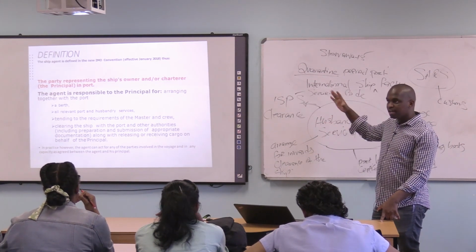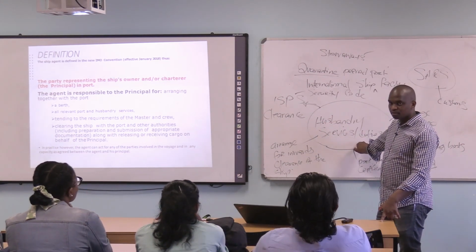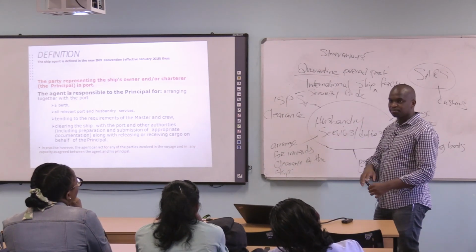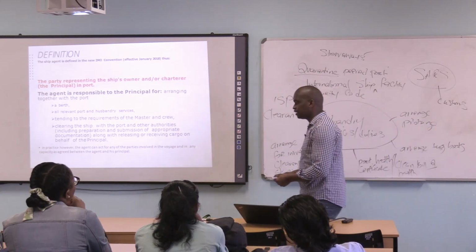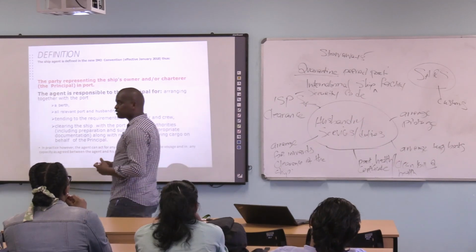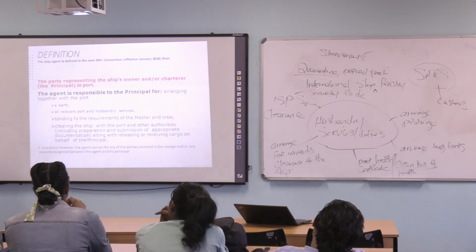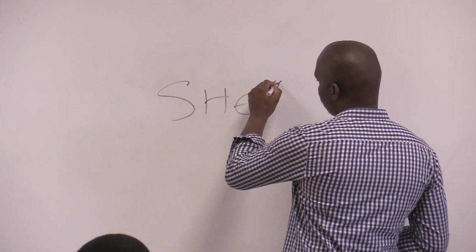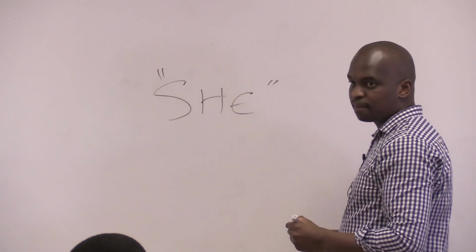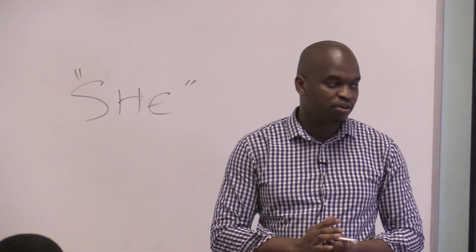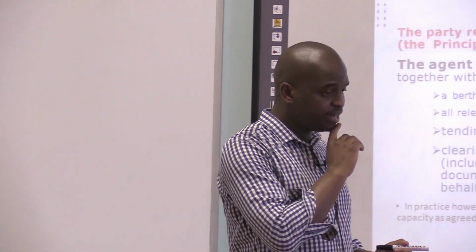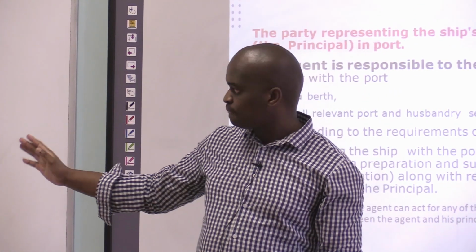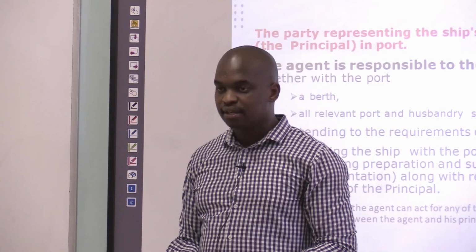Okay. Why do you think they call them husbandry duties? You remember why the ship is called a she? Why is the ship being referred to as a she in the first place? Now, when we're referring to ships, we're referring to them as she. Why do you think that is? Have you guys not seen or heard anything in relation to why ships are referred to as she?